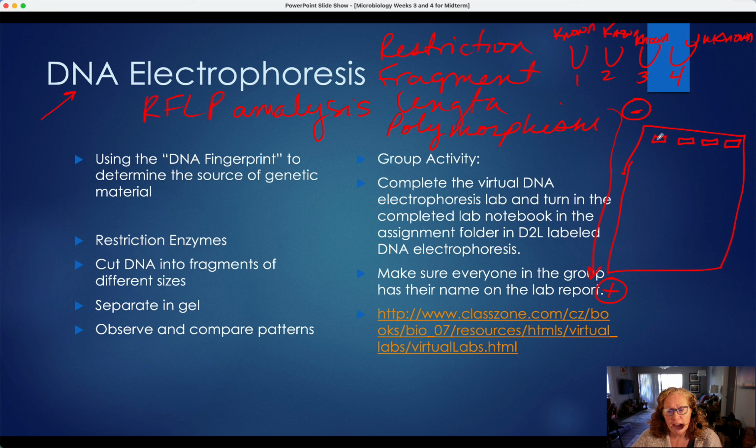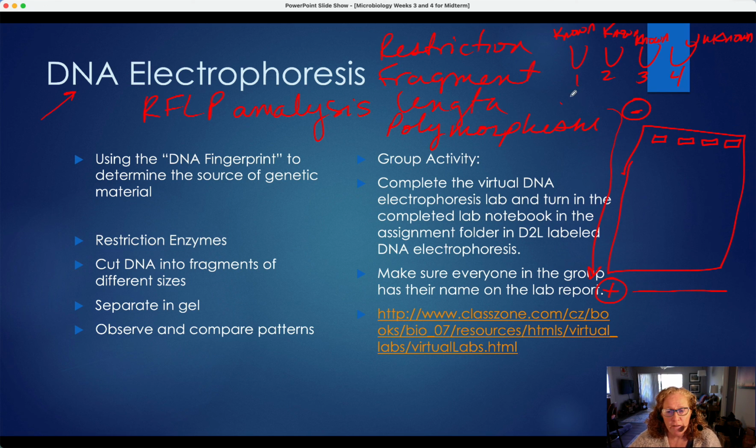So DNA that's in these wells here, when I apply this current, is going to automatically be attracted to this positive charge. And since my positive charge is the same all the way across my gel, this is going to have the same pull of those DNA fragments through the gel. Now, prior to uploading my DNA samples into the gel, I have exposed all 4 of the DNA samples to a series of restriction enzymes in order to cut the DNA into fragments.